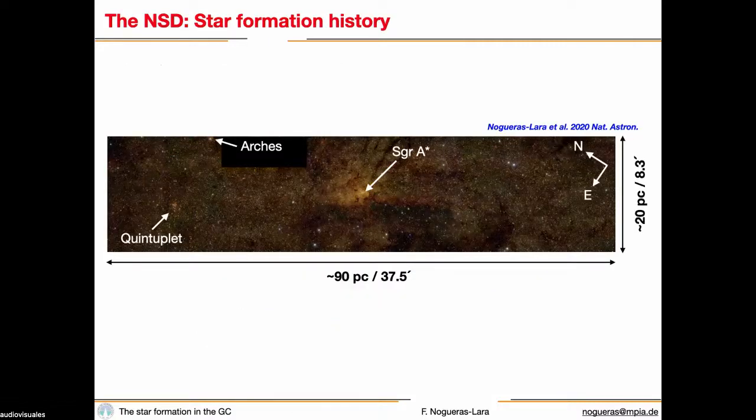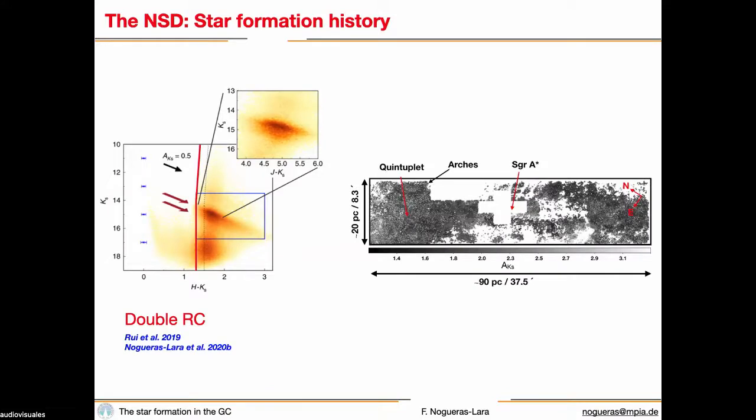So this is the inner region of the nuclear stellar disk, as I showed you before, and this is the region that we studied to try to infer the star formation history that we have for this nuclear stellar disk. What we did was, first of all, we used color magnitude diagrams. So the easiest thing to do is, first of all, to remove the foreground population. That's here, this red cut that I show here.